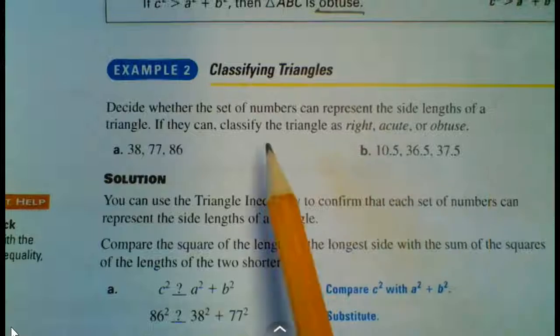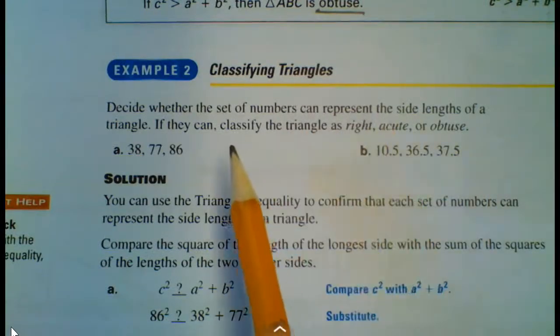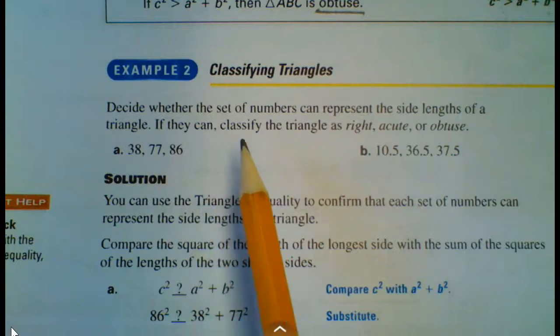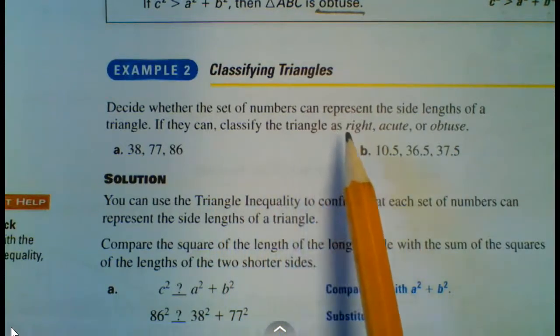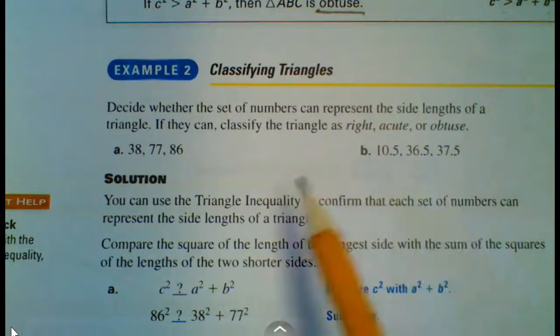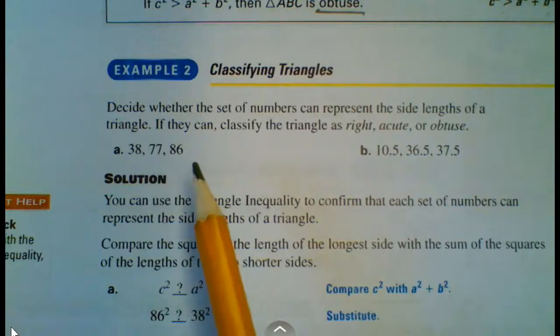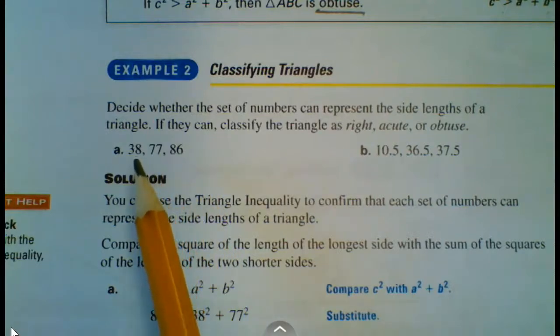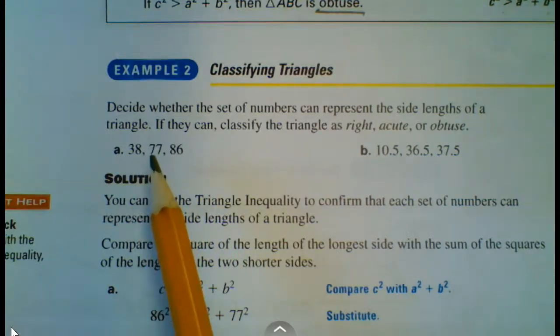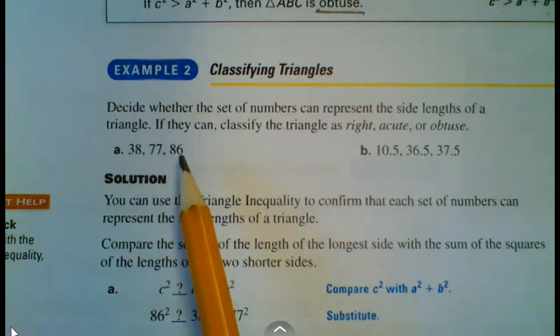So it says determine whether the sets of numbers can represent the side lengths of a triangle. If they can, classify the triangle as right, acute, or obtuse. Well, first of all, there's a theorem that says if these were sides of a triangle, then the two smaller ones have to add up to be bigger than the third side. And 38 and 77 are smaller than 86, but if you add them up, they're going to be over 100. So they do add up to be bigger than the third side.